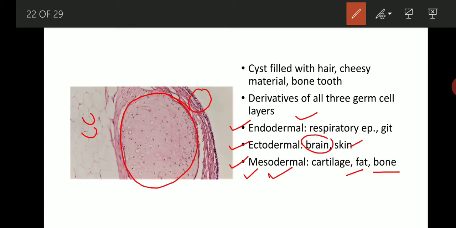So a teratoma is characterized by usually a cyst which is filled with hair, cheesy material, bone, tooth, and they show derivatives of all the 3 germ cell layers. For a more detailed discussion on teratomas, please refer to the theory lecture uploaded at the site.